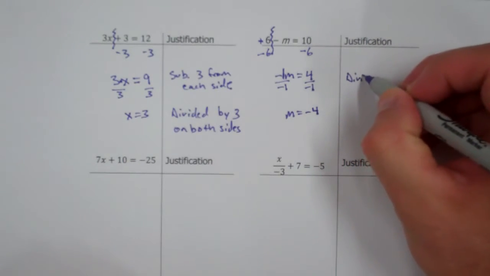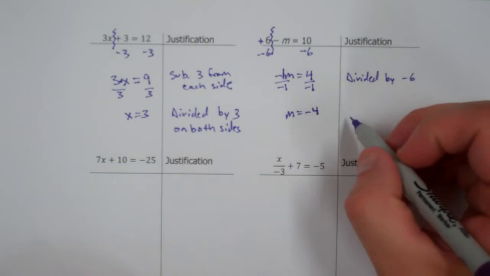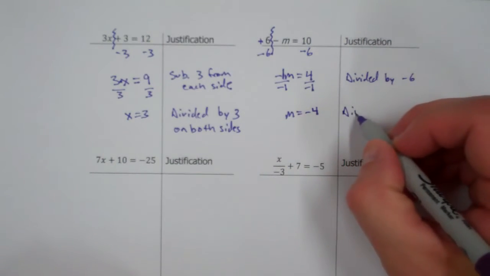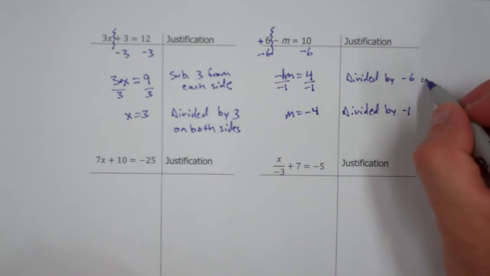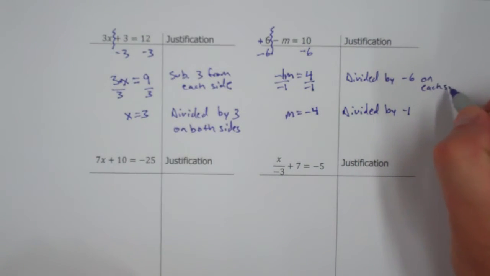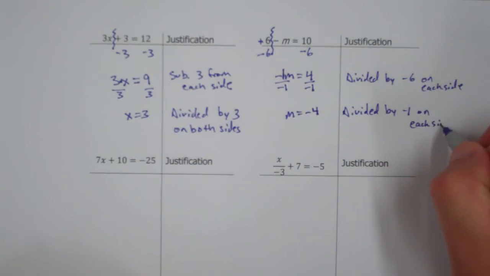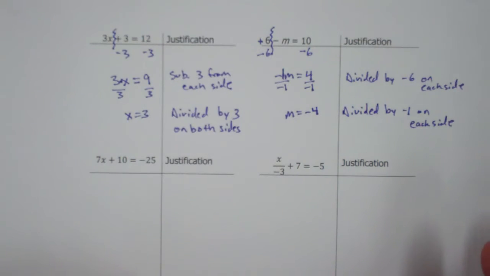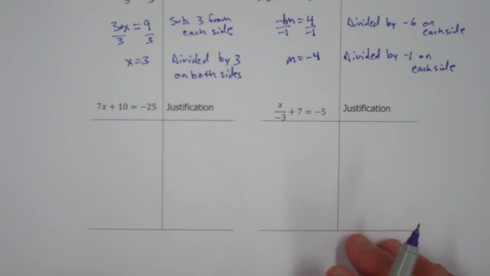Here we divided by -1. You could have multiplied by -1, but we divided by -1 on each side, and we'll write that here, and that's important, on each side. Good. I'm going to move the page up just a little bit so you have a little bit better view of the bottom 2 problems here.